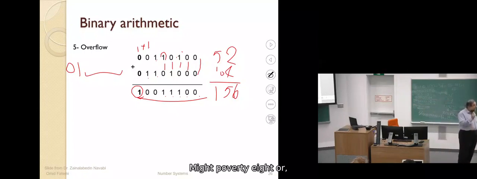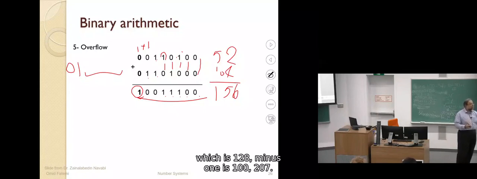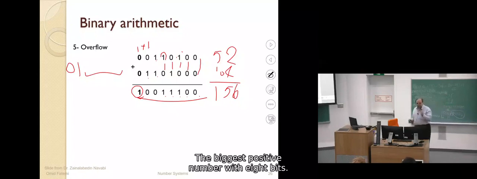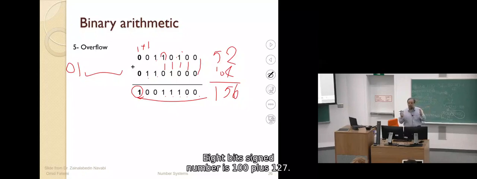2 to the power 8, or 7, because one of them is the sign. So you have 7 bits. 2 to the 7, which is 128, minus 1 is 127. The biggest positive number with an 8-bit signed number is 127.